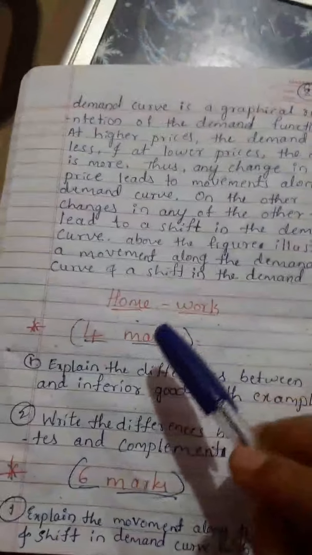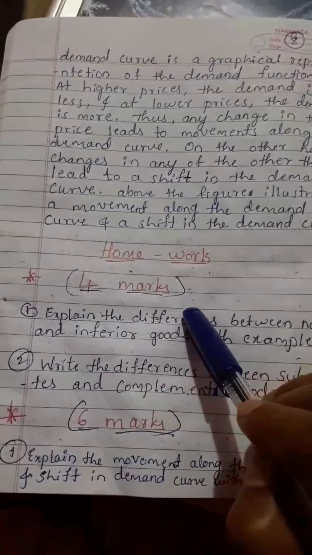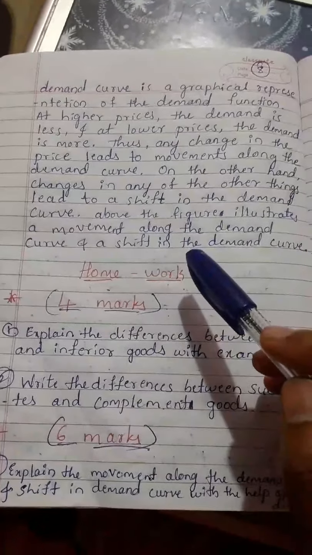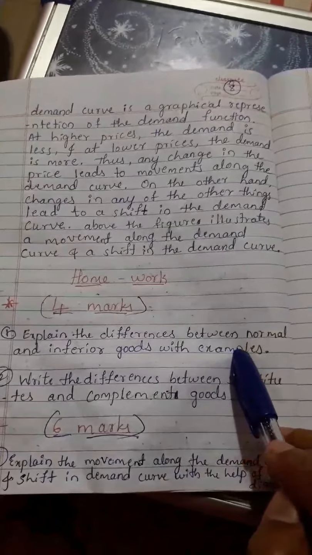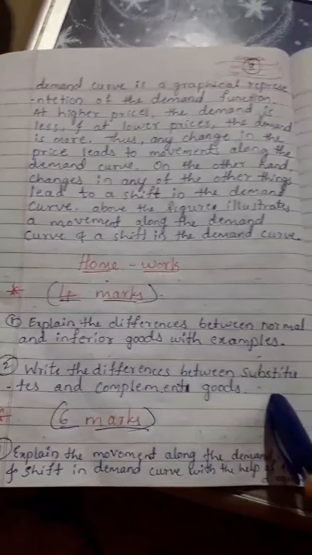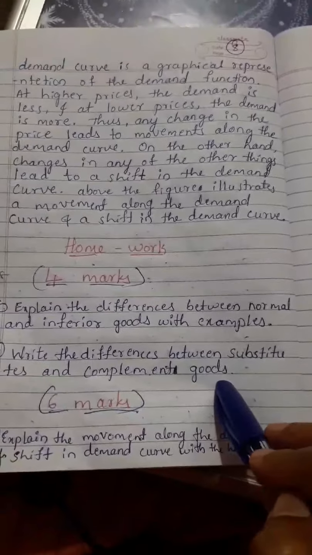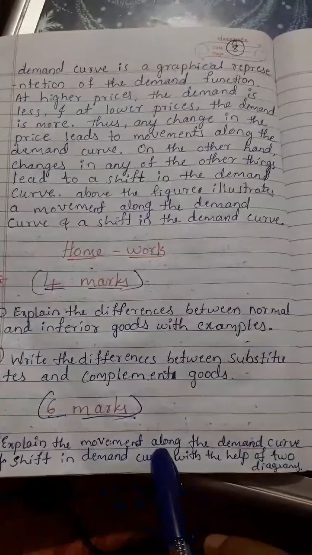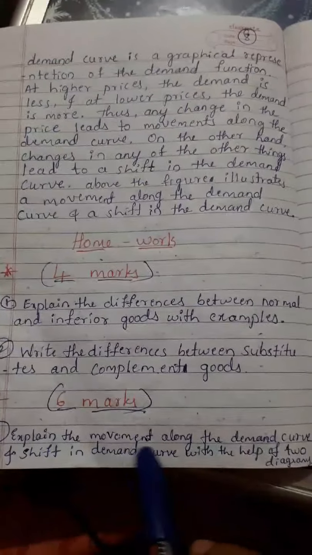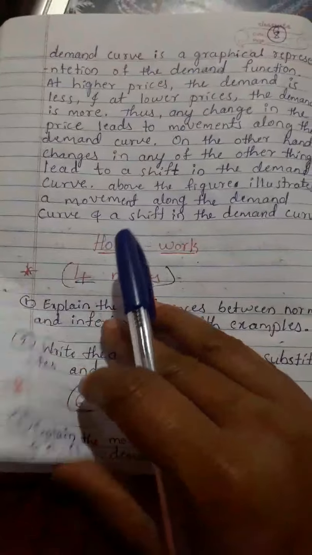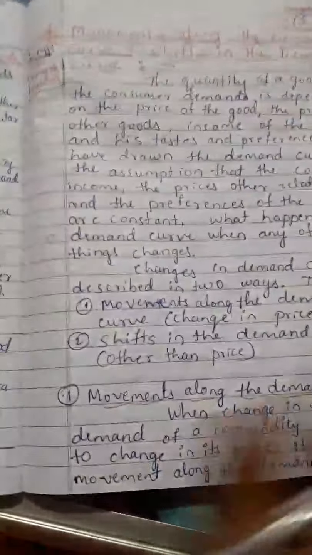For example, 4 marks homework are given, 2 questions in total. Last, as I explained in the last video, explain the differences between normal and inferior goods with the example, and write the differences between substitutes and complement goods. That is the 4 marks question. And this one is the 6 marks question: explain the movement along the demand curve and shift in the demand curve with the help of 2 diagrams. This is a 6 marks question, very important question.